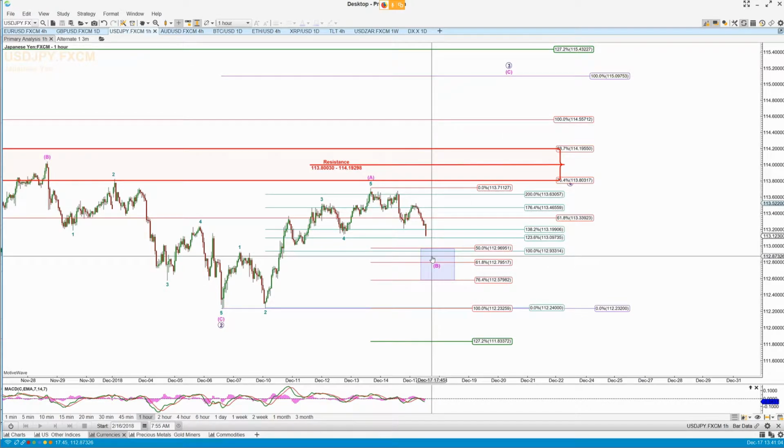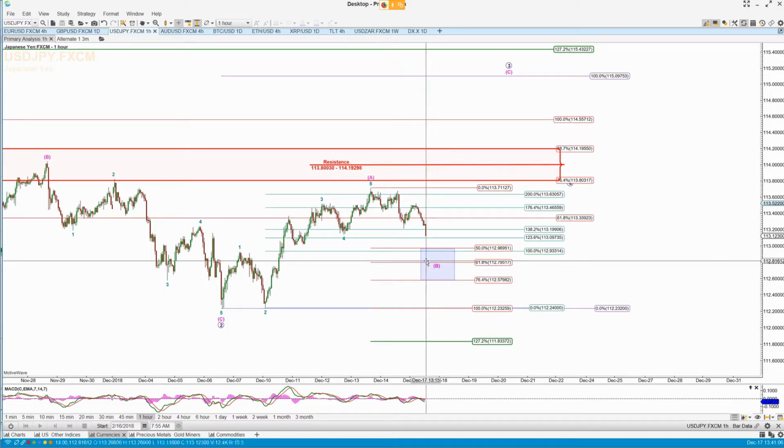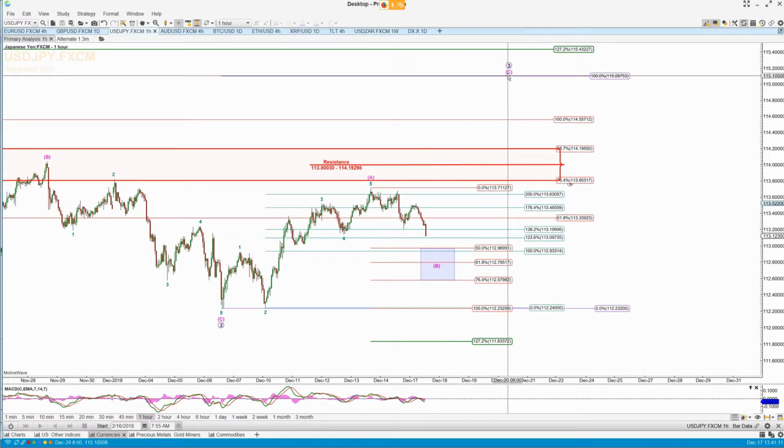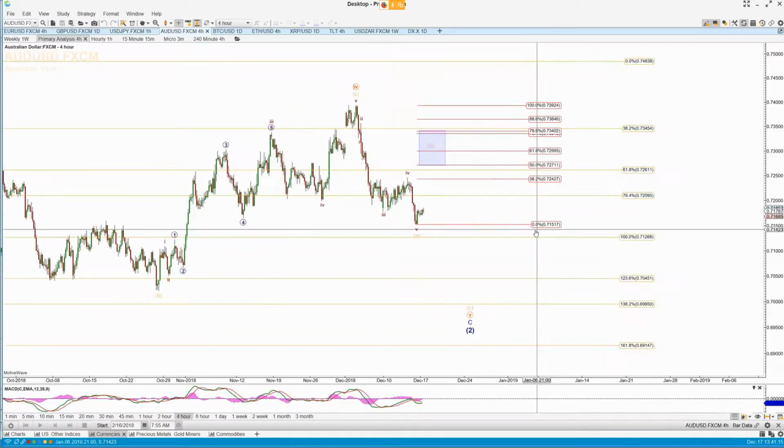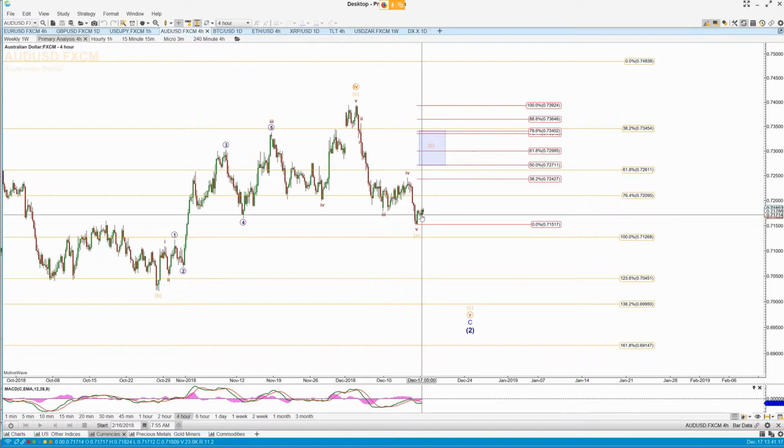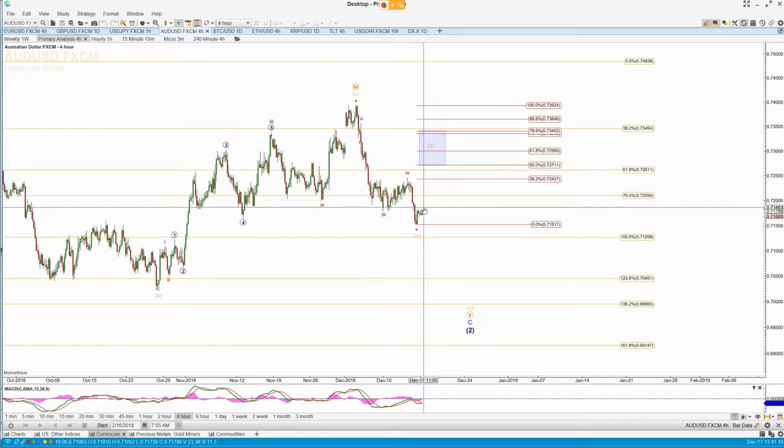US dollar, Japanese yen's pulling back in that B wave of this 3 that we're looking for. Watch 112.96, 112.79 and 112.57. Hit and hold one of those gives you a long trade entry up to 115.09 next with a tight stop.